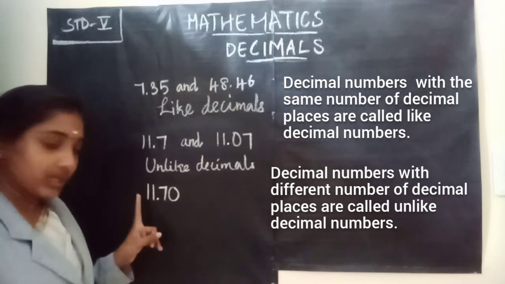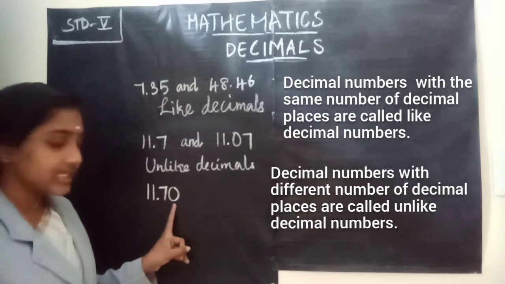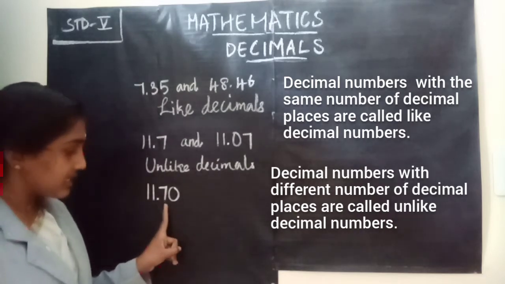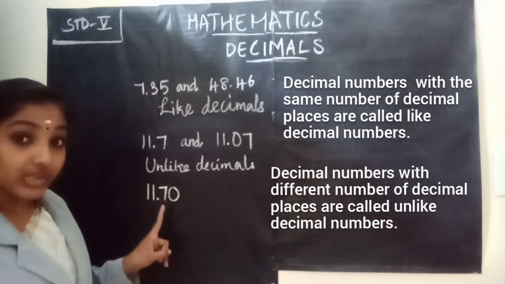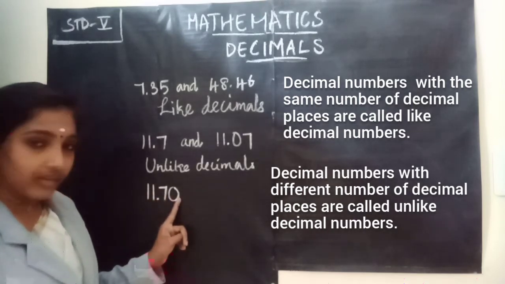So now this number is 11.70. Look, now after this decimal, I have got two digits, 7 and 0. So I have got two digits and two places, the 10th place and 100th place, right?